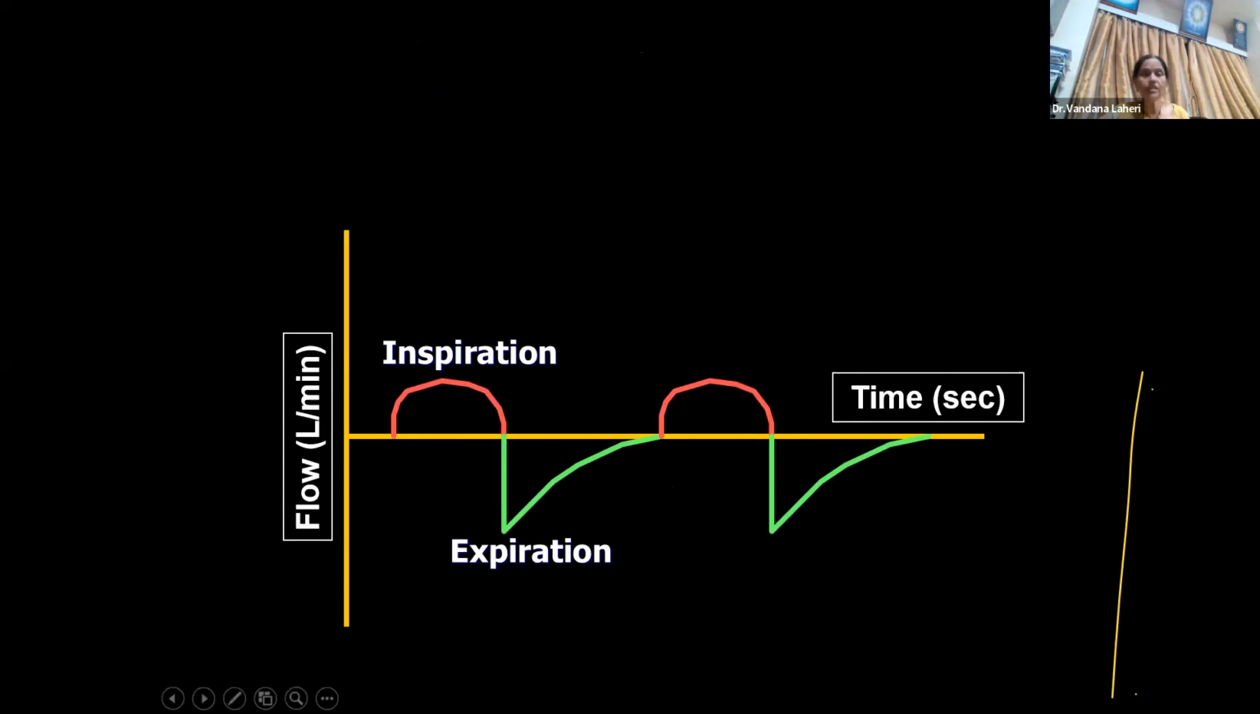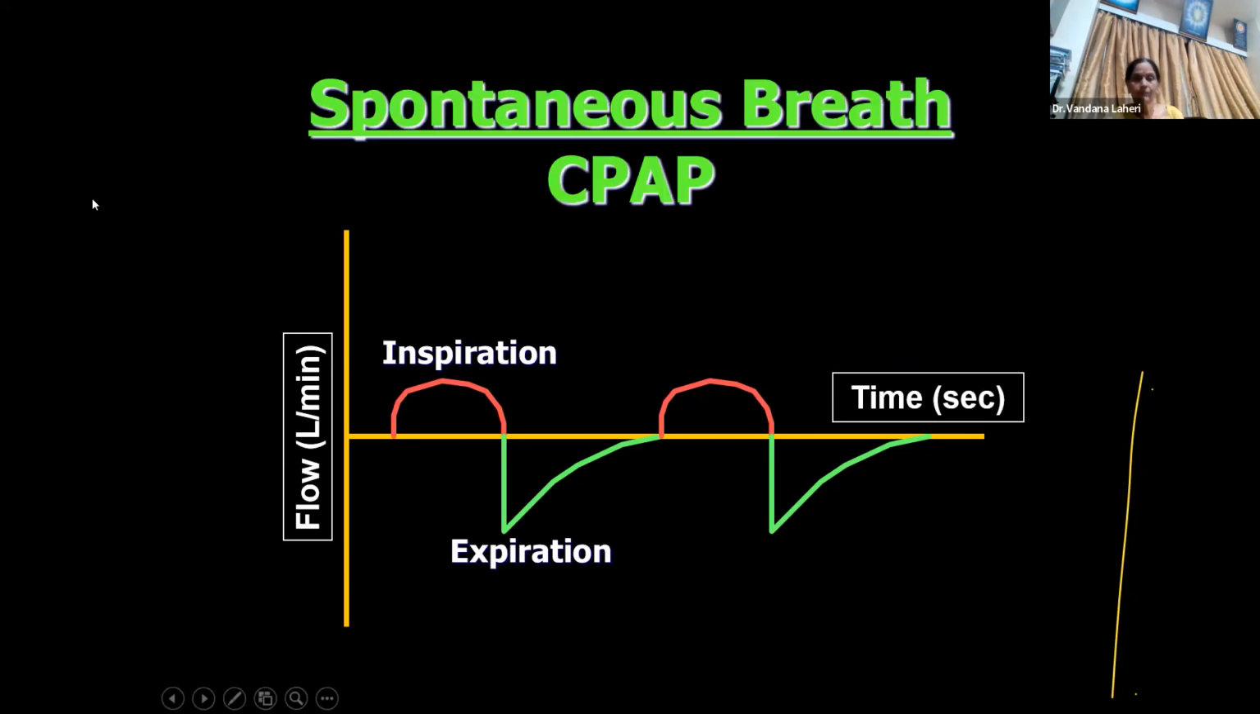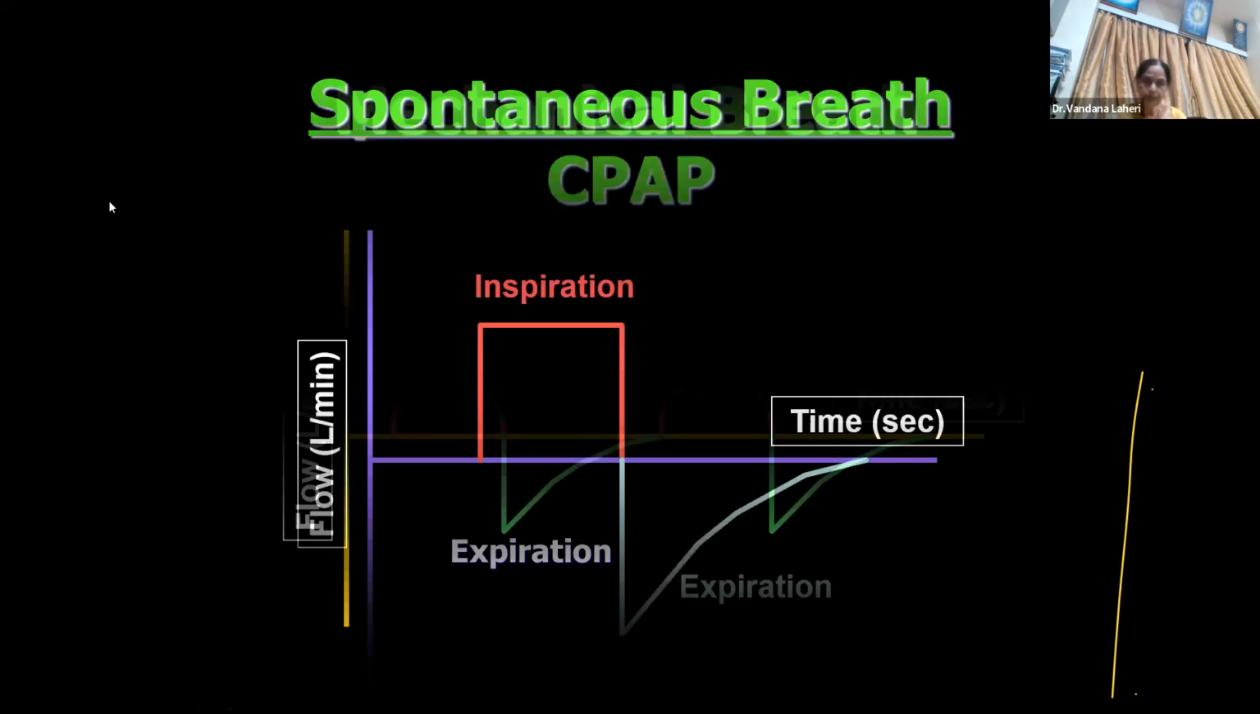Because the patient is given some kind of pressure in the circuit. The circuit is filled with pressure, whatever CPAP you have set. And from there, the patient is breathing. And hence the flow graphic changes in this pattern. Okay, and this is what CPAP is. Now, how much CPAP you are giving, that you cannot make out from flow graphics. You have to have a pressure graphic for that.